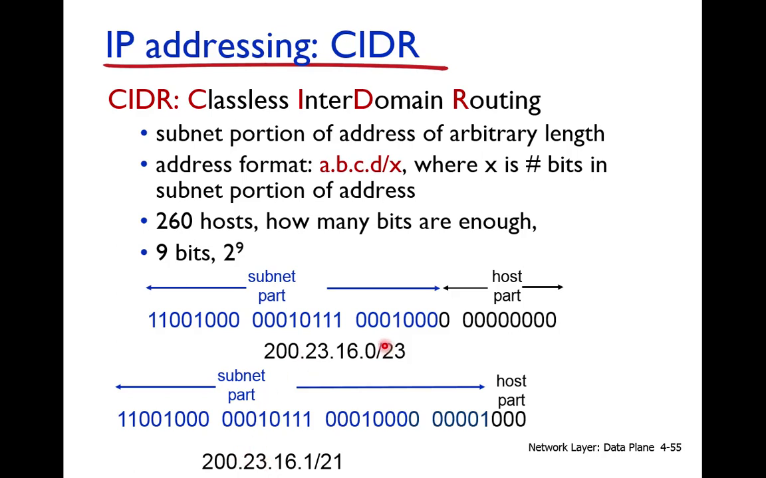So that's why we represent slash 23. Slash 23 means that in this IP address, the first 23 bits are network part, and in this one, it is not 21, it is 29. So in this IP address, the first 29 bits are network part. These first 29 bits are the network part, the subnet mask. And here the first 23 bits are the subnet mask. So that's why in CIDR we use slash 23. We explicitly define how many bits are the network part.